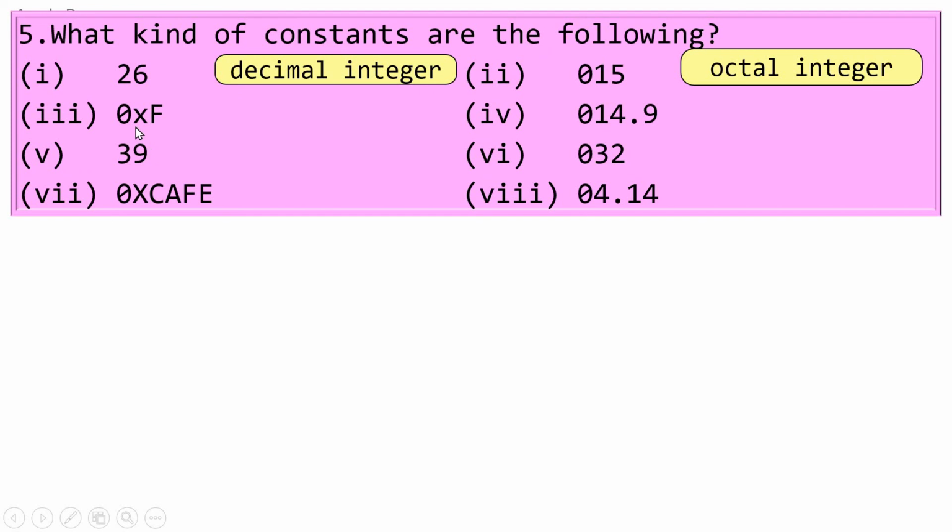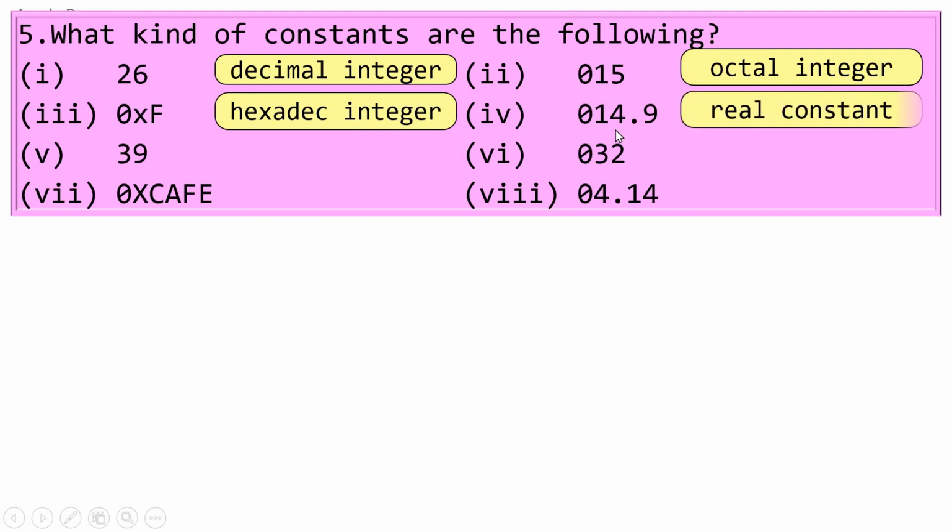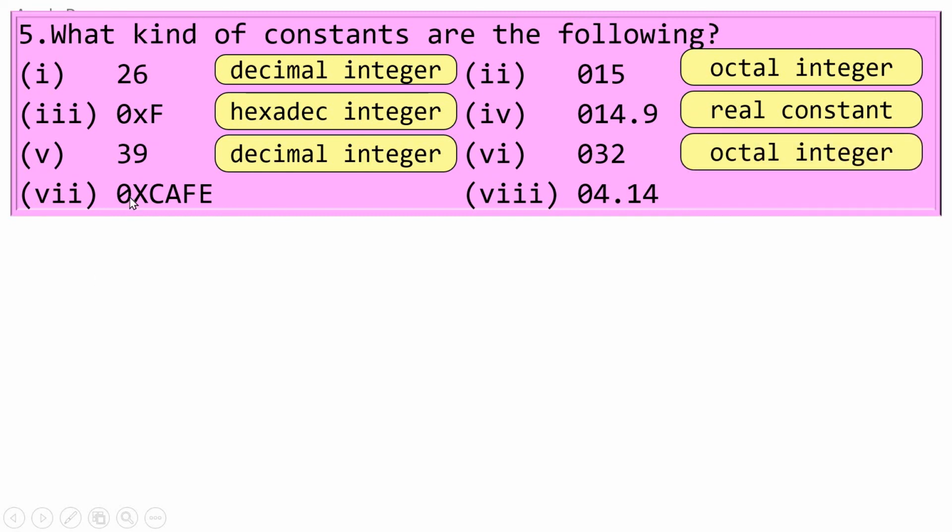0xf. Here f is prefixed with 0x. Therefore, this is a hexadecimal integer. 014.9. Since there is a fractional part in this number, this is a float constant. We can also call it a real constant. 39 is a decimal integer. 032 is an octal integer.